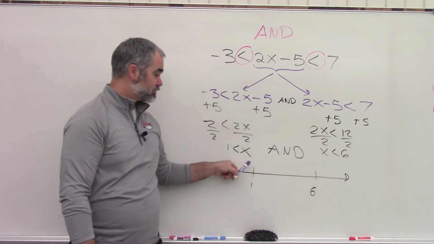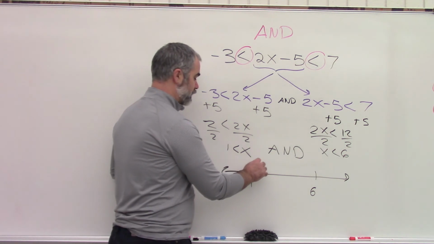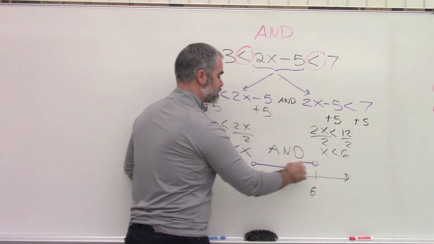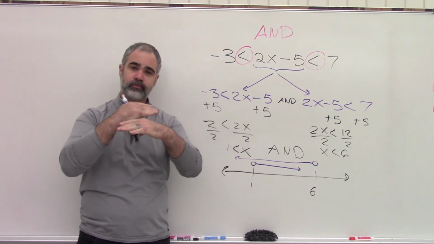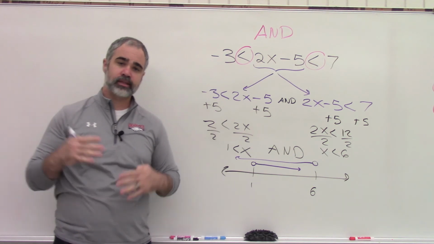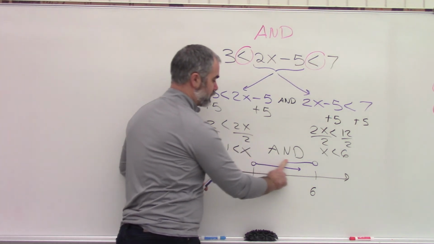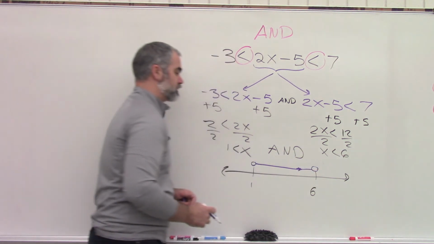Remember, I've got x is greater than 1. I want all the numbers bigger than 1. That arrow is going to go this way. And I have x is less than 6. That arrow is going to go this way. And I care about where they overlap, the intersection of those two lines. That's what I'm looking for because it's "and." So I'm going to go ahead and connect these and make sure that it looks like that.